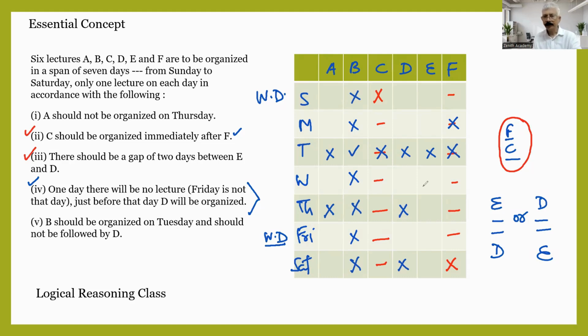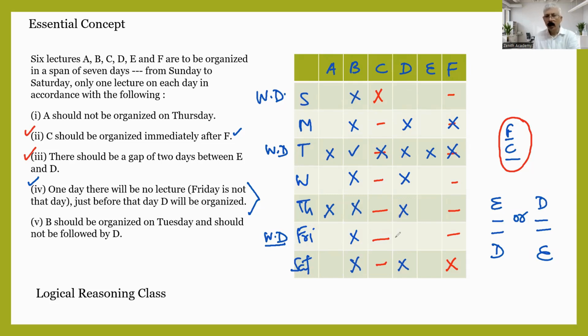Now see, B should be organized on Tuesday and should not be followed by lecture D. Wednesday is the following day of a Tuesday, so lecture D cannot be on Wednesday. Right. Now suppose Tuesday is a working day. So before Tuesday is a Monday, so Monday cannot be D because D is only before no lecture day and Tuesday is a working day. So the possibility of D is ruled out here on Monday.